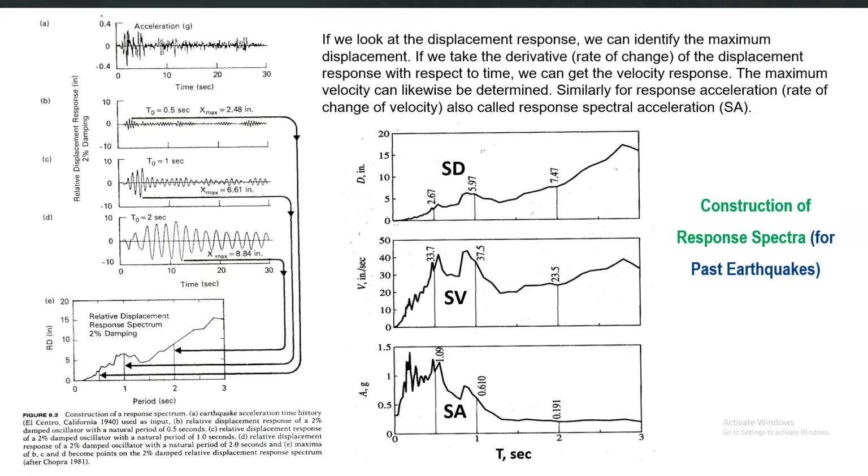So if this is our ground acceleration vector, what we can do is construct different single degree of freedom systems having different time periods, let's say 0.5 second, 1 second, 2 second, and we conduct the actual dynamic analysis for that particular single degree of freedom system against this earthquake.